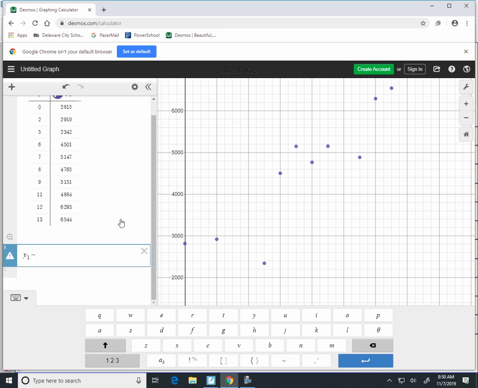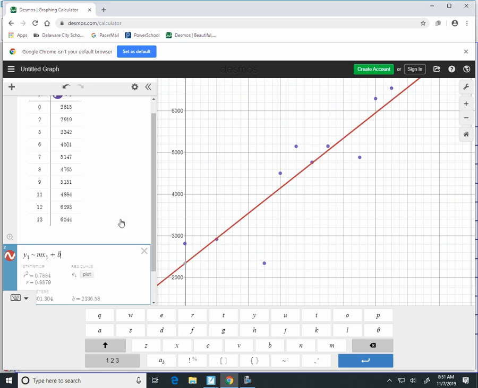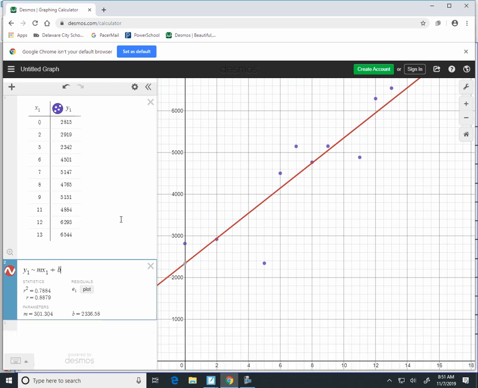That's called a tilde. It's next to the little brackets. It's also on your keyboard, right above the little apostrophe. And then you're going to type in m x1 plus b. Y equals mx plus b should look familiar. And that's how you get the linear regression. Now, that gives us the slope and the y-intercept, which is awesome.